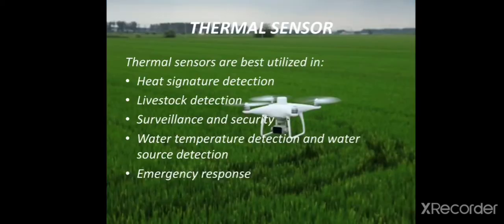Next comes the thermal sensor. Thermal sensors are best utilized for heat signature detection. It detects the heat from the ground and indicates what is over there. It detects livestock and is used for surveillance and security. Water temperature is also detected so that the water quantity in the land can be detected, and it is used for emergency response too.